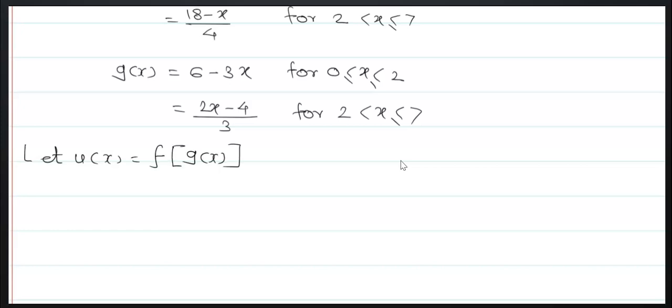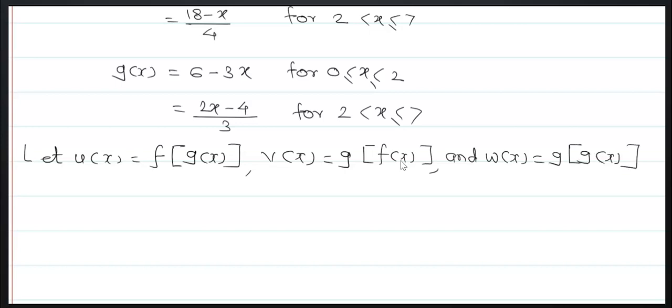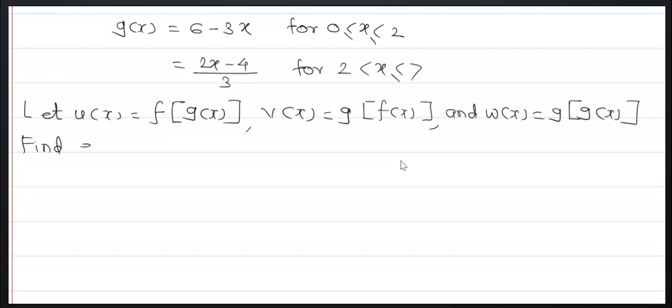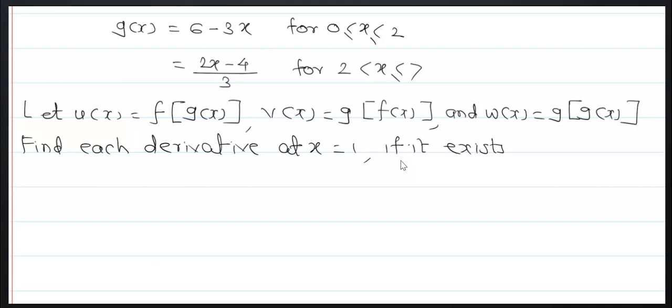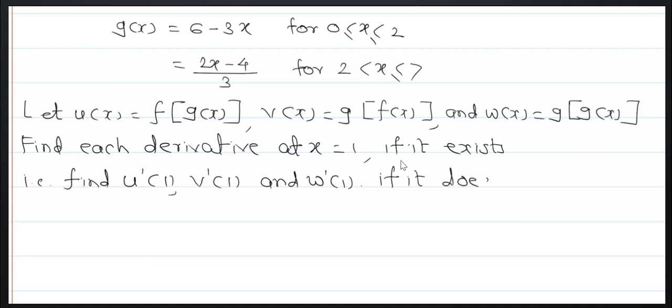Let u of x equal f of g of x, v of x equal g of f of x, and w of x equal g of g of x. Find each derivative at x equals 1, if it exists. Find u dash of 1, v dash of 1 and w dash of 1. If it exists, then explain why.